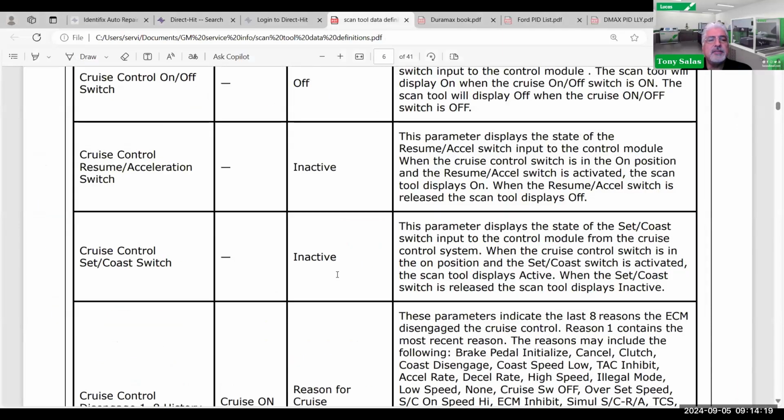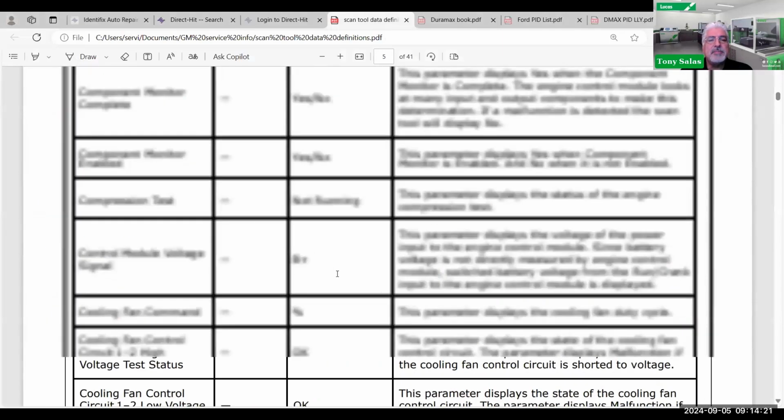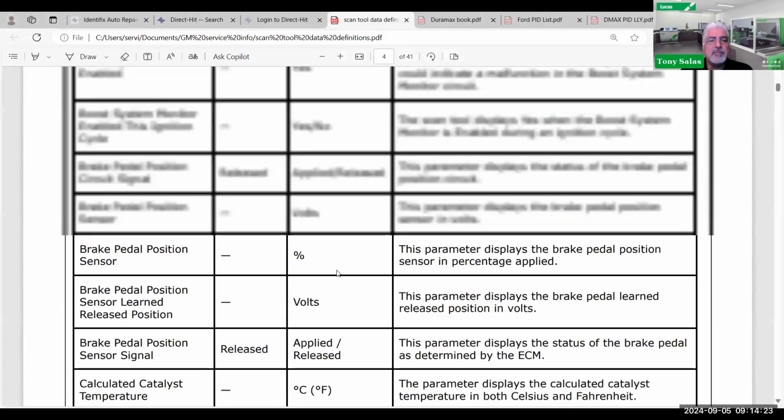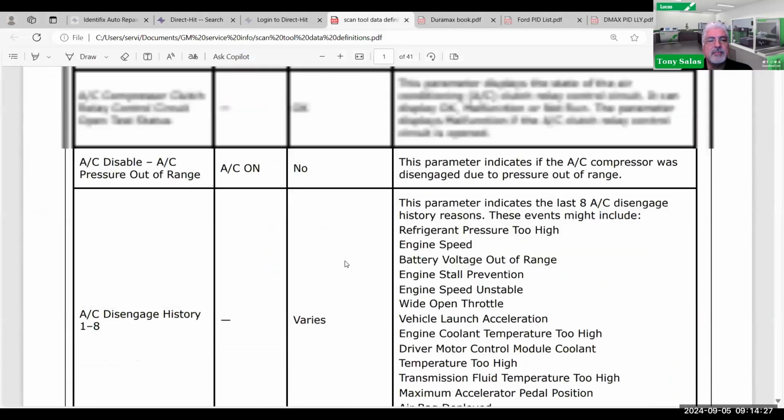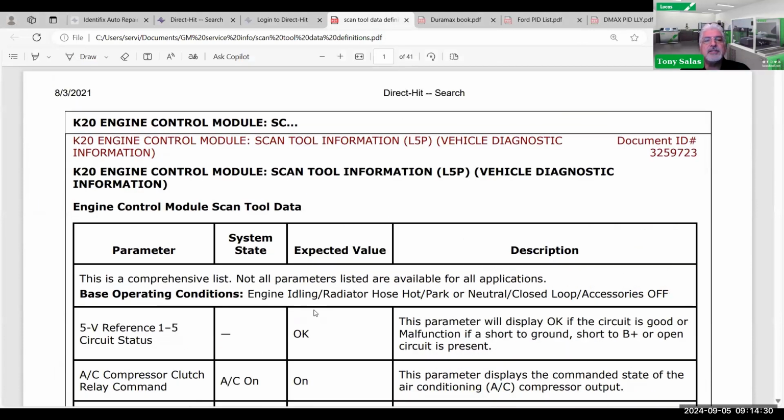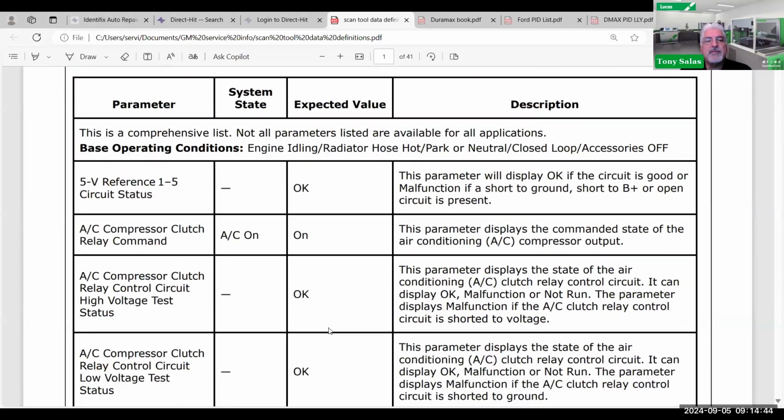Here you can see that sometimes with PIDs, you have to scroll up here. Sorry if it's a little blurry. I'm going all the way up since I can't access that other pane over here. But in this case, you can see an L5P Duramax, and this is pretty much all the parameter IDs that you have available in engine drivability. This is kind of nice because it helps you decipher what everything means.